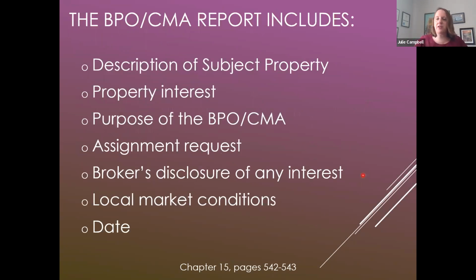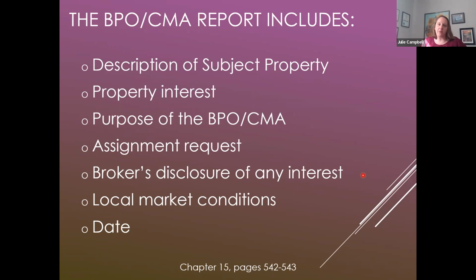Just to briefly mention pages, where are we? 542 and 543. They just mention things that the report should have. I think we've already talked about this, so we're just reviewing a little bit, going through the book.